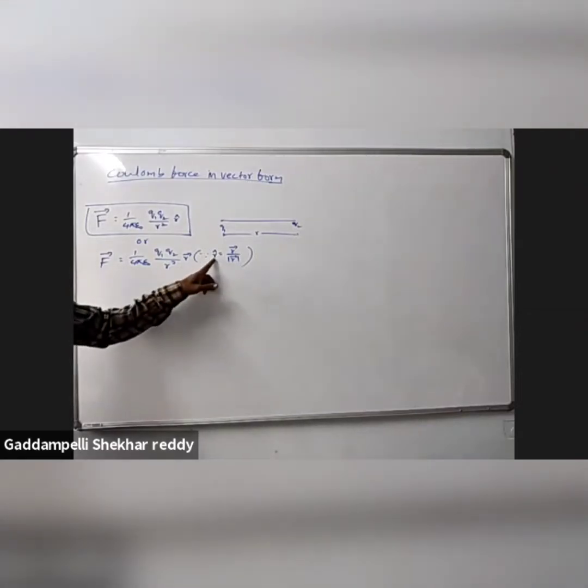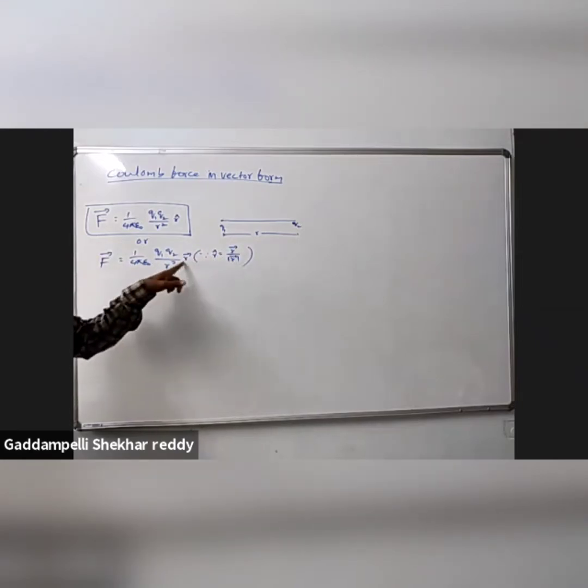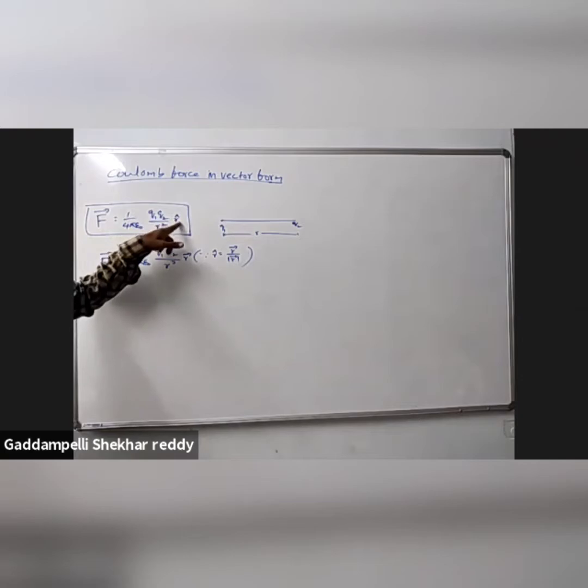Suppose R cap value is 1, and the modulus of R bar is R. Now substituting here, R bar is equal to 1 into R, it cancels and gives the same value. R cap value is 1. If it is asking for the magnitude, F is equal to 1 by 4 pi epsilon naught, Q1 Q2 by R square.